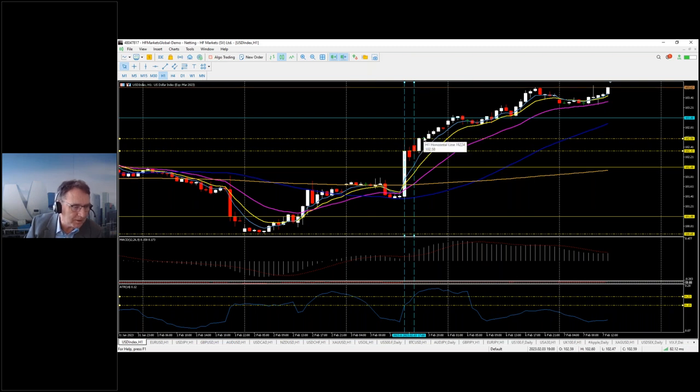It's a bad example because it's all run really quickly. And then the rules are, you enter again at the close of that candle. The ATR now has gone up to 24.